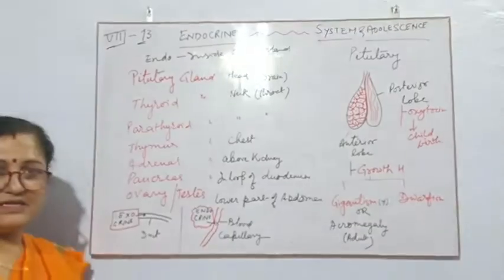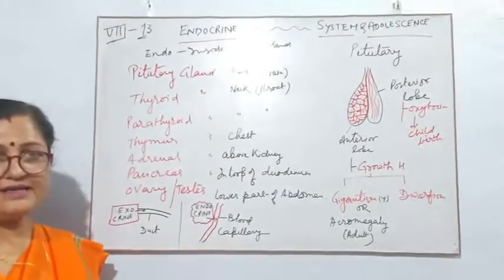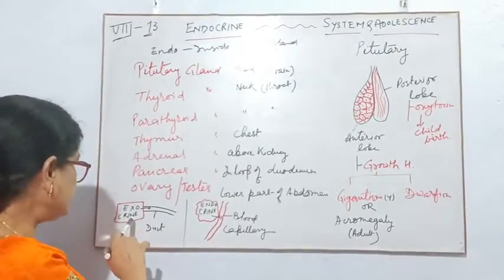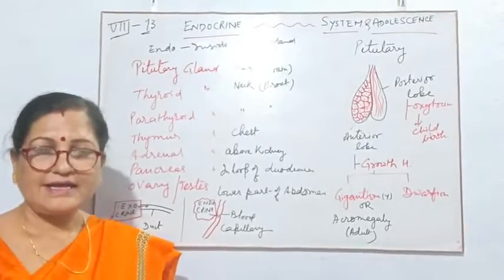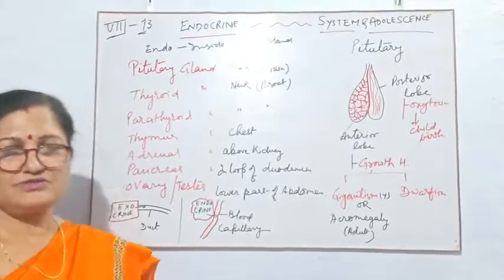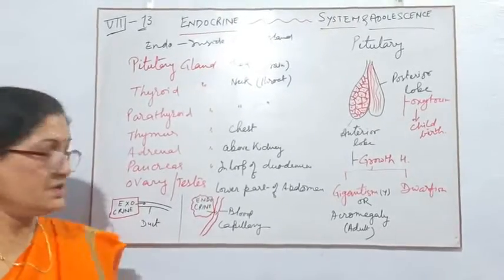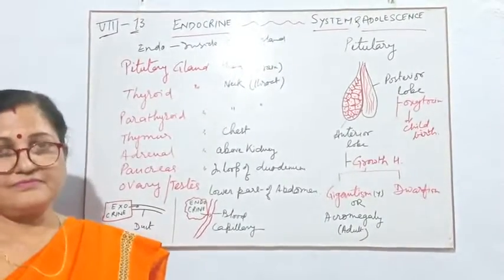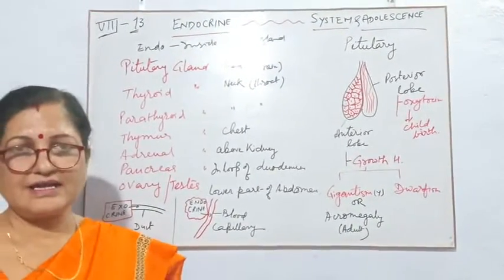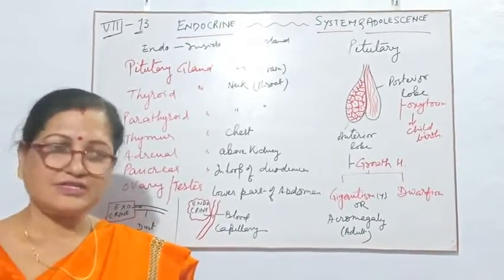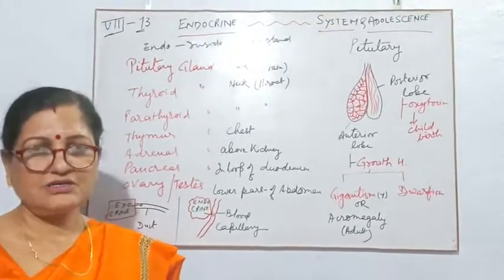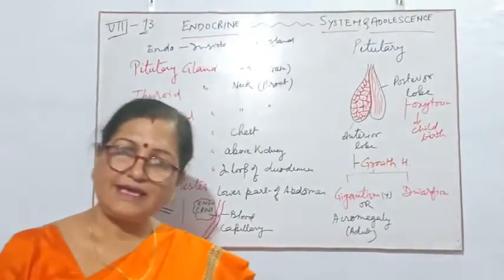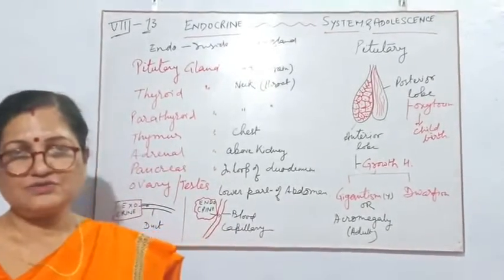And another one is the exocrine gland. Exo means outside. These glands have some duct which is present outside the gland, and they pour their secretion outside to the body. For example, in the summer season we are sweating, so the sweat gland is an exocrine gland. It has a duct, and through that duct it pours its secretion onto our skin. Endocrine glands secrete their secretion directly to the blood.